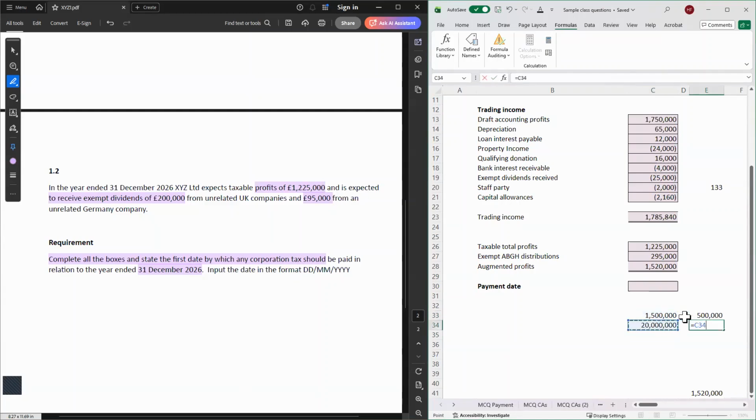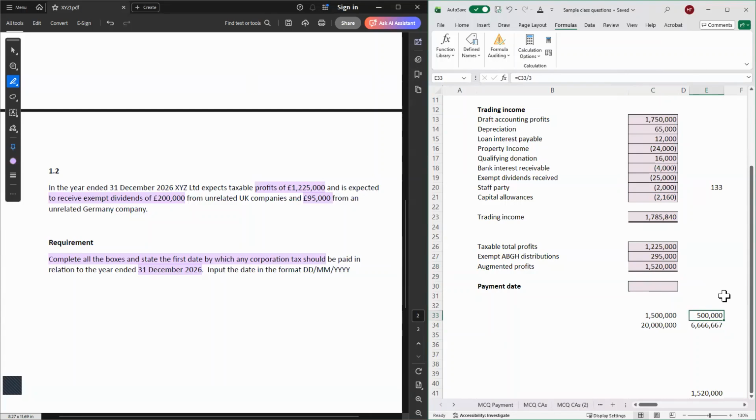So if the profits are above 500,000, it will be a large company. And if their augmented profits are above 6.6 million, they will be a very large company. So we can see here that the augmented profits are above 500,000. So XYZ Limited will need to pay by instalment payments.